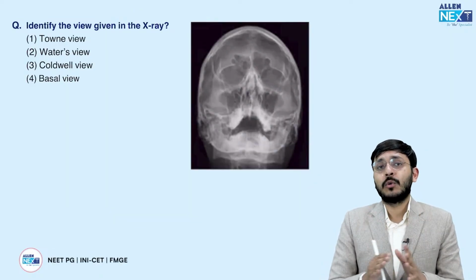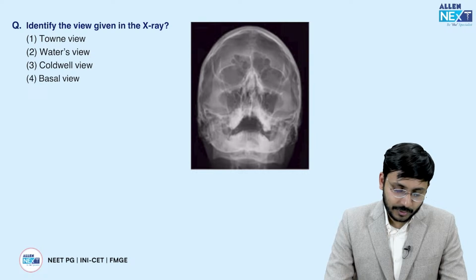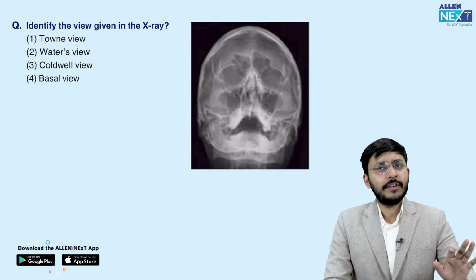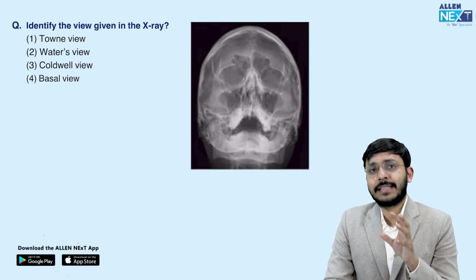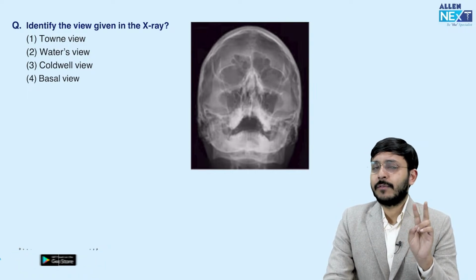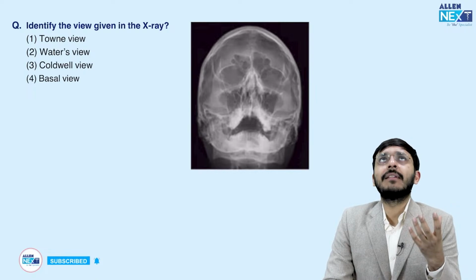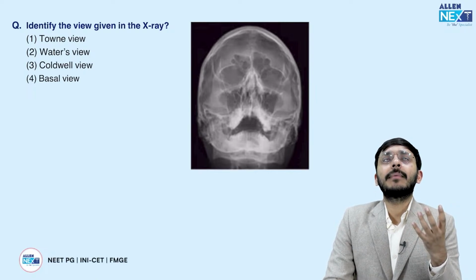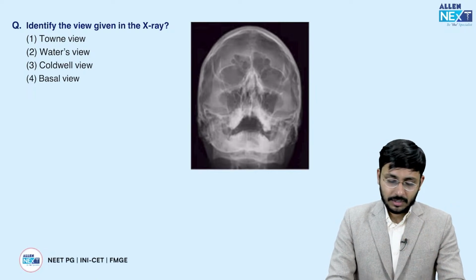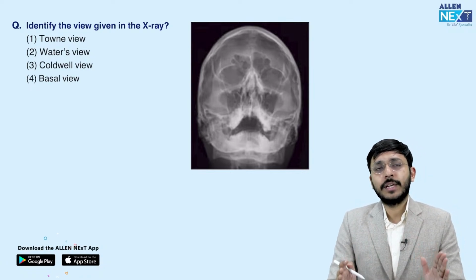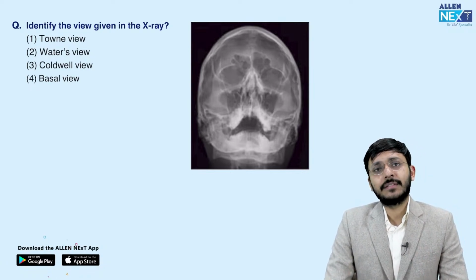So let's move on to the next question. Identify the view given in the X-ray. So whenever you are given a paranasal sinus X-ray, you have to remember two important views. One is a Waters view. So that will be like this. The patient will be looking up. And remember that view, Waters view, is mainly for maxillary sinus evaluation.